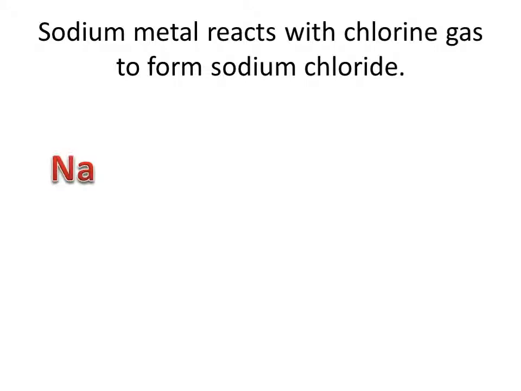So sodium is Na, so we would write Na. Reacts with is a plus sign. You could also use adds to, combines with, all of those things would indicate a plus sign. Chlorine gas is Cl. And then if you remember, chlorine is diatomic, so it's one of the ones we have starred on our periodic table, so we have to make sure that we add our 2. Okay, so Cl2. To form is an arrow, sodium chloride.